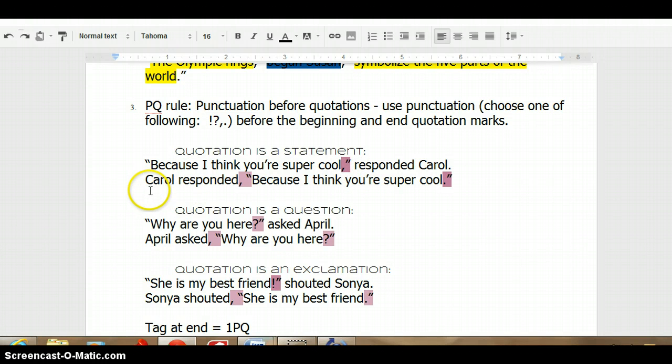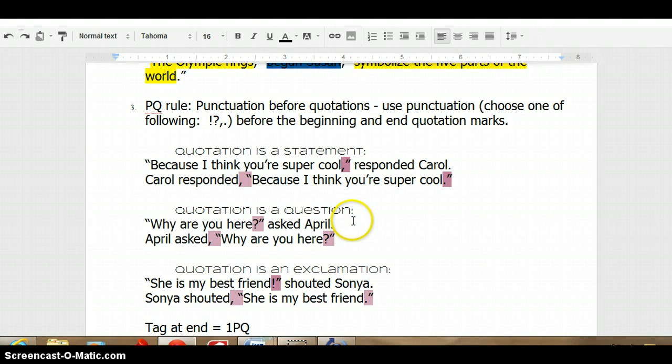Here we've just flipped the sentence around. It's the same sentence, but we've put the tag at the beginning. So here you have a PQ rule at the beginning. You're going to set it off with a comma, and then you're going to have a PQ rule at the end. And you'll notice this is going to be a pattern.